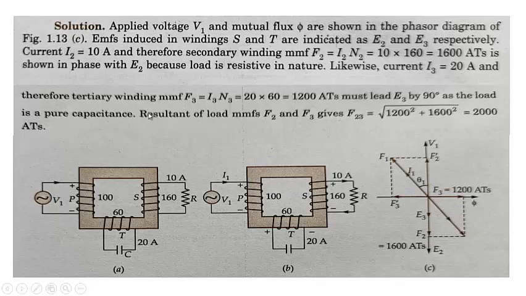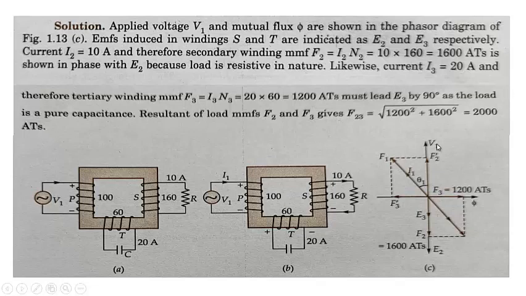As the load is pure capacitance, the resultant of F2 and F3 will be given by this. When referred to the primary, it will be F1, which is equal to the square root of 1200 squared plus 1600 squared, which is equal to 2000 ampere turns. So this 2000 ampere turns must be supplied from the primary. That means 2000 ampere turns will be equal to N1 into I1. Since N1 is 100, I1 will be equal to 20 amperes. So the current supplied from the primary will be 20 amperes.